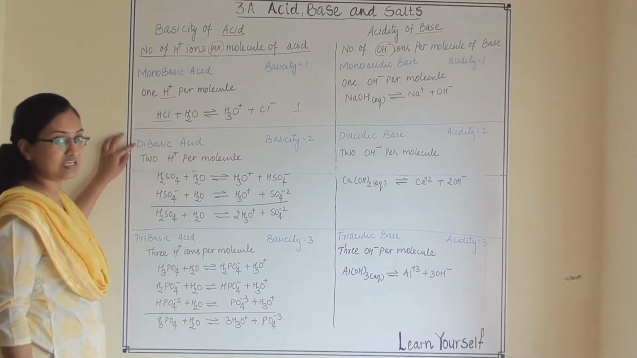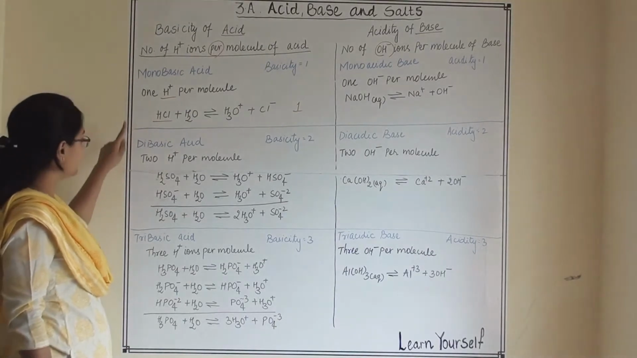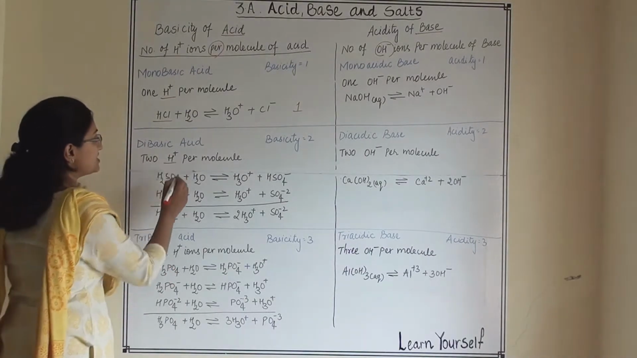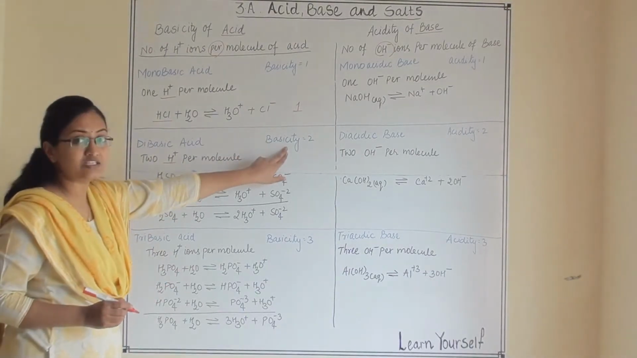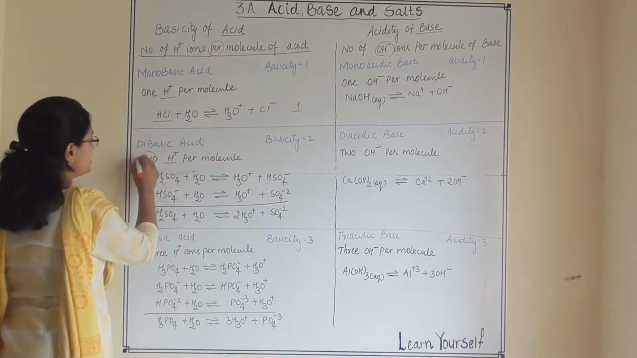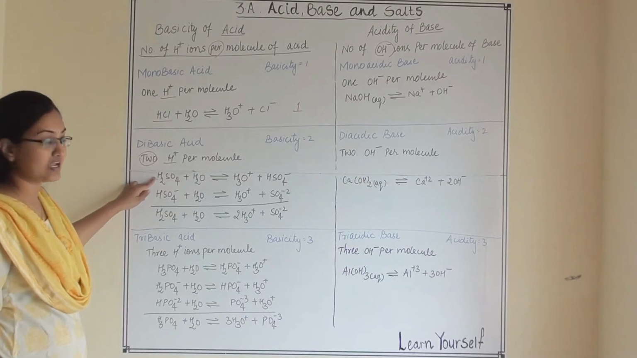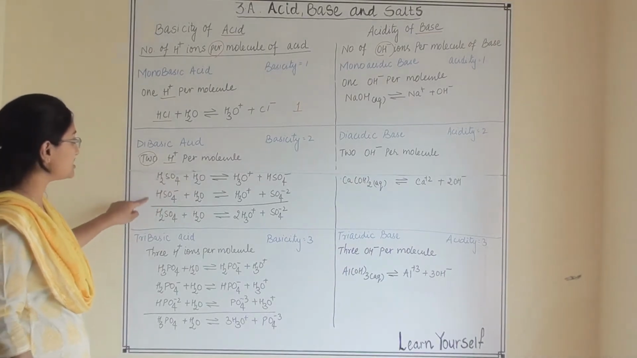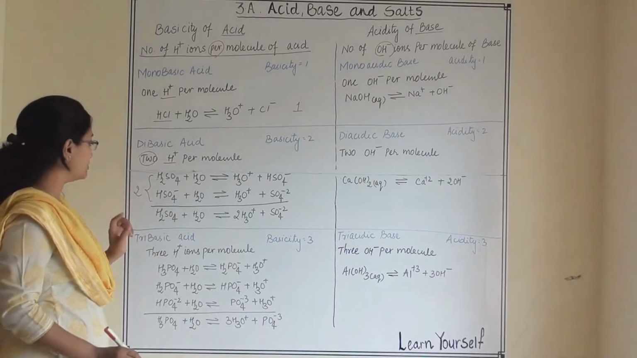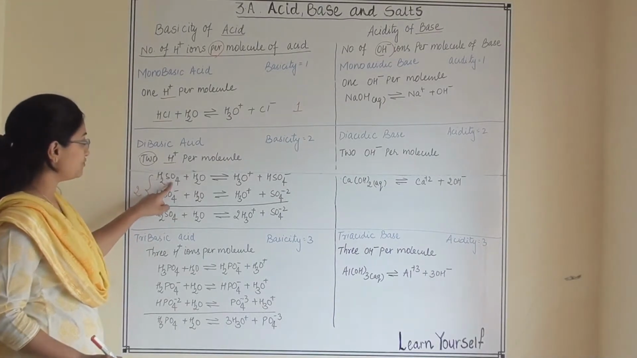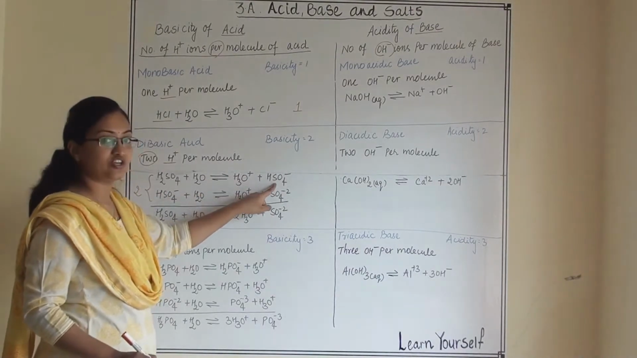Now dibasic acid, same as monobasic. There it gives 1, here it gives 2 H plus per molecule. And here the basicity is 2. Why 2? Because it generates 2 H plus per molecule. The example is sulfuric acid, H2SO4. It requires 2 steps to dissociate. First, H2SO4 with water gives you H3O plus and HSO4 minus.